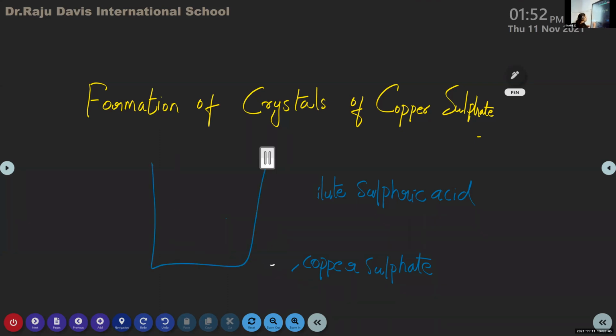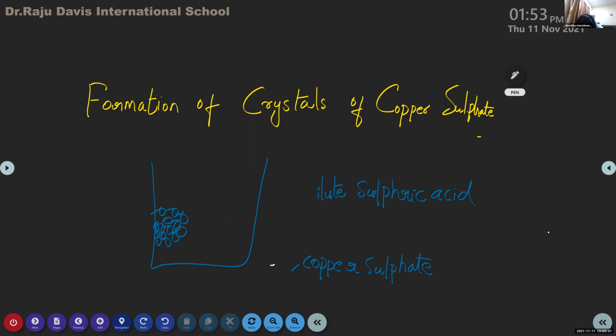Then the beaker contains some beautiful crystals of copper sulfate. Instead of solution, here beautiful blue crystals of copper sulfate are obtained. So this is another example of the crystallization of copper sulfate. Is it clear? Yes, ma'am.